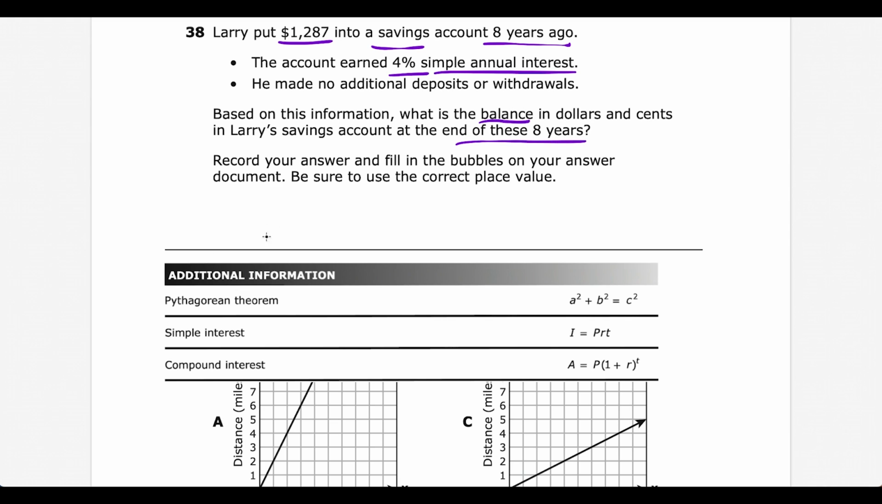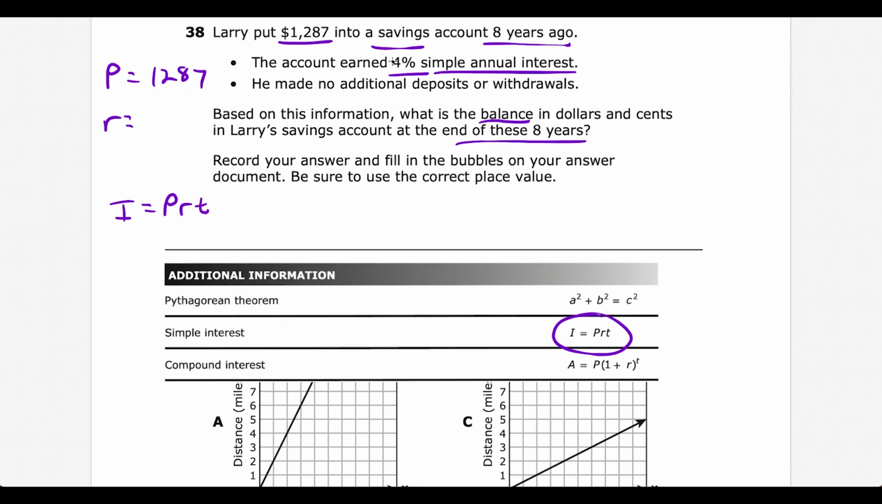So for this, we could use the reference sheet to get the formula for simple interest, which is here. So I would just copy this down. We have I equals PRT like this. Now P represents the principal or the initial investment here. So Larry put $1,287 into this account.